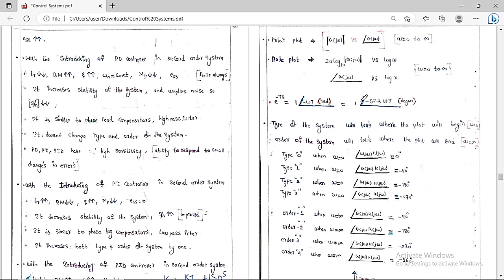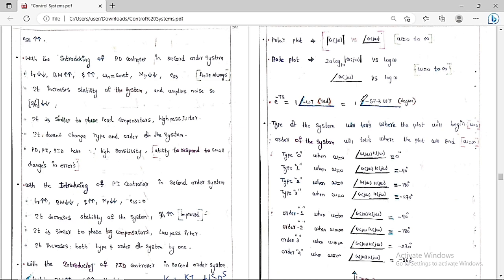So we can say e to the power of minus Ts, written in polar form, is 1 at an angle of minus omega T radians. And if you want to write it in degrees, then it is 1 at a phase angle of minus 57.3 omega T degrees.